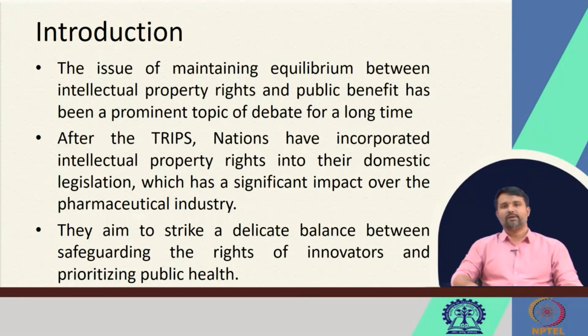They aim to strike a delicate balance between safeguarding the rights of innovators and prioritizing public health. So, the significant impact on the pharmaceutical industry had adverse effects in achieving the objectives of public health. So, on the one side, the interest of the innovators has to be protected under the intellectual property laws, but at the same time the priorities of public health also has to be addressed. So, finding a fine balance between these competing interests became a challenge for all the developing and underdeveloped countries around the world.